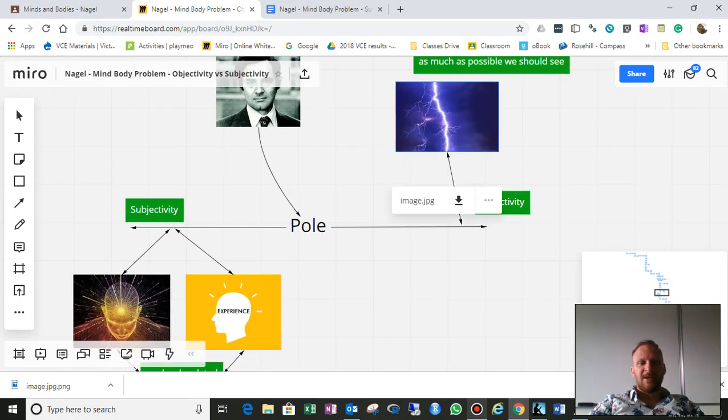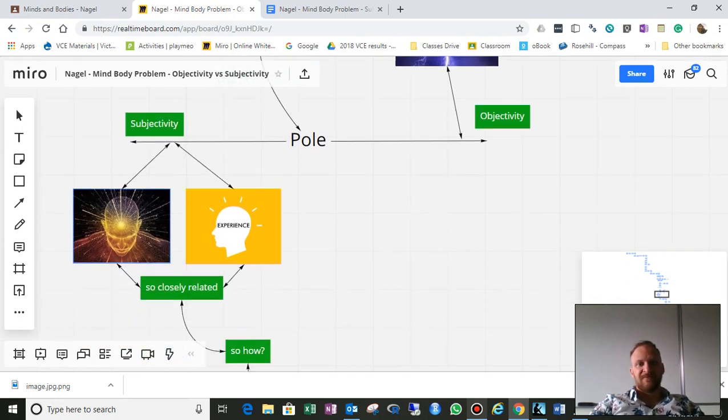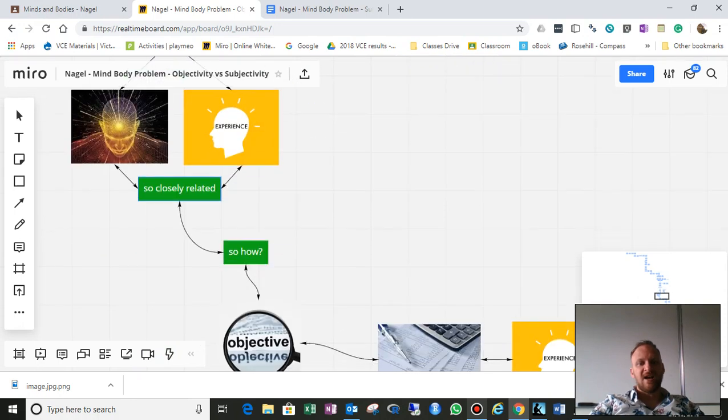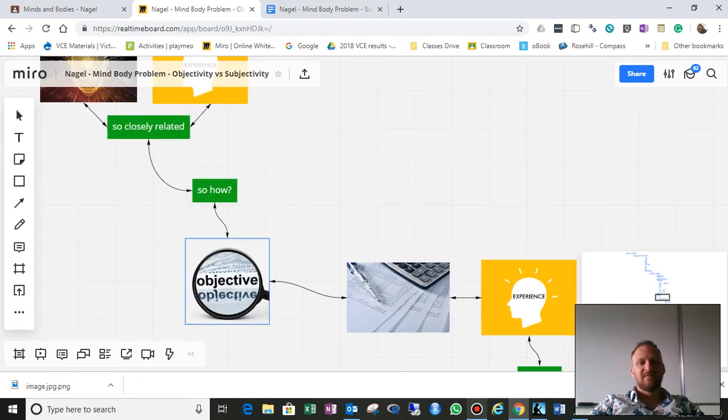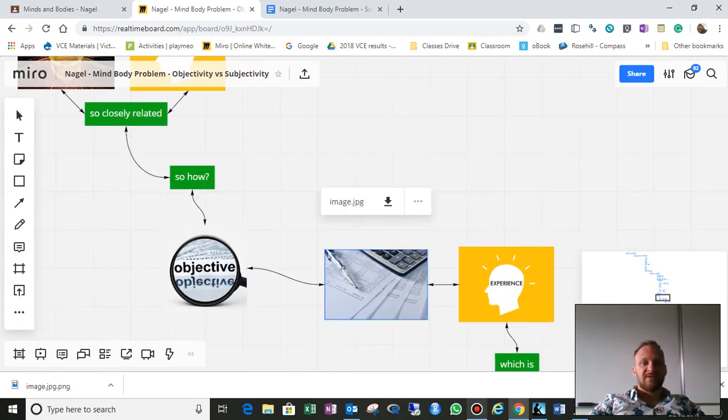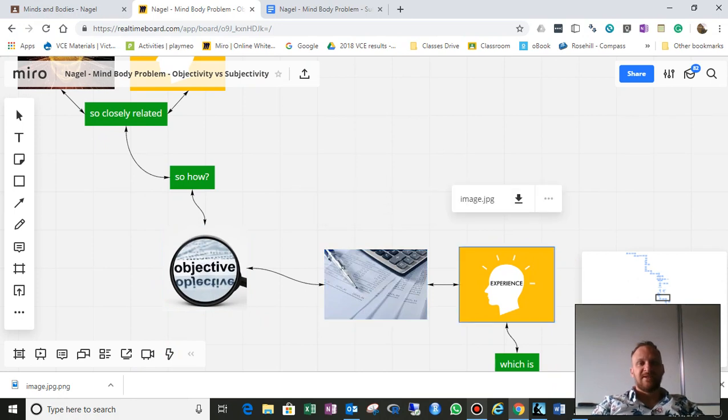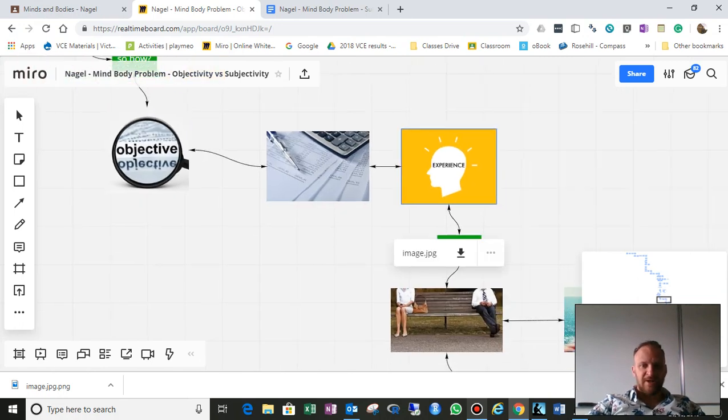But when it comes to experience, our subjective experience is so close to what consciousness is that it's really hard to use objective accounts of experience to explain to other people what it's like. It's so intimately linked, right? Take a note.